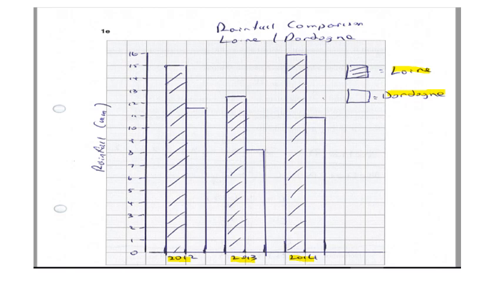Now if this was a lovely neat bar chart, you'd have lovely different colors. You can see I've just used stripy bars for Loire and blank bars for Dordogne. But it's important when you're doing a dual bar chart that you show a key, showing the difference between the two. So this little key here is important, or you wouldn't know which is which, basically.